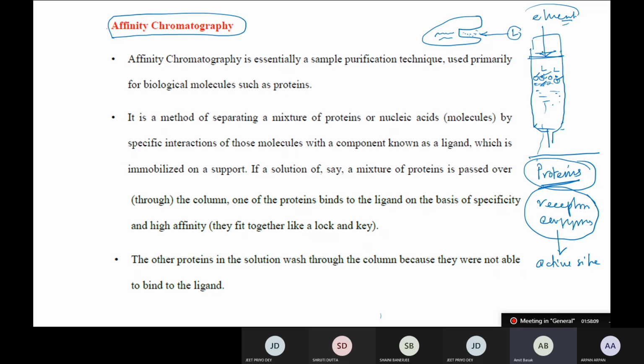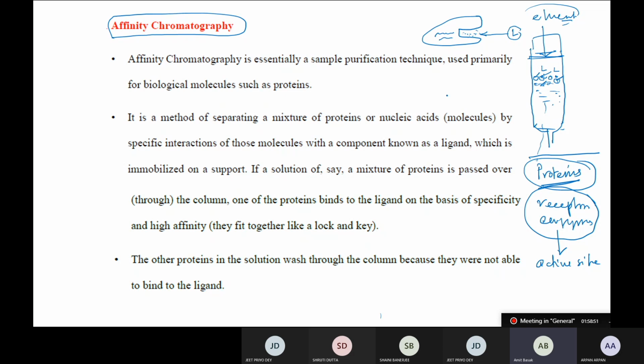You understood this point? Initially, you attach a ligand which has a complementary binding site in one of the proteins. You add the solution of the protein. So the protein which has a complementary binding site with L will get stuck to the gel. Once all other proteins are eluted, then you add a solvent of gradually changing polarity. Solvent means usually it is a buffer, buffer of different pHs, because changing the pH means you are changing the polarity of the solvent.